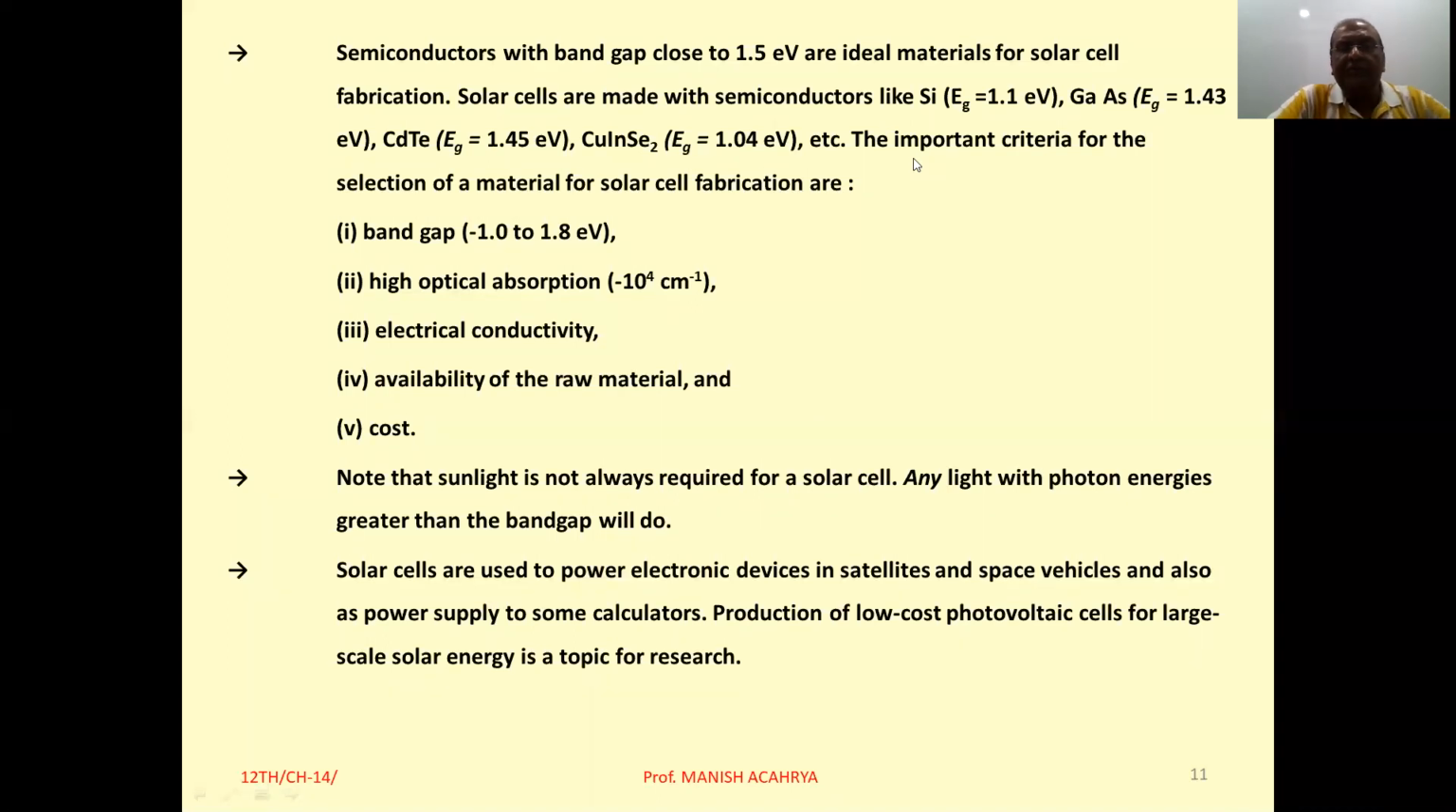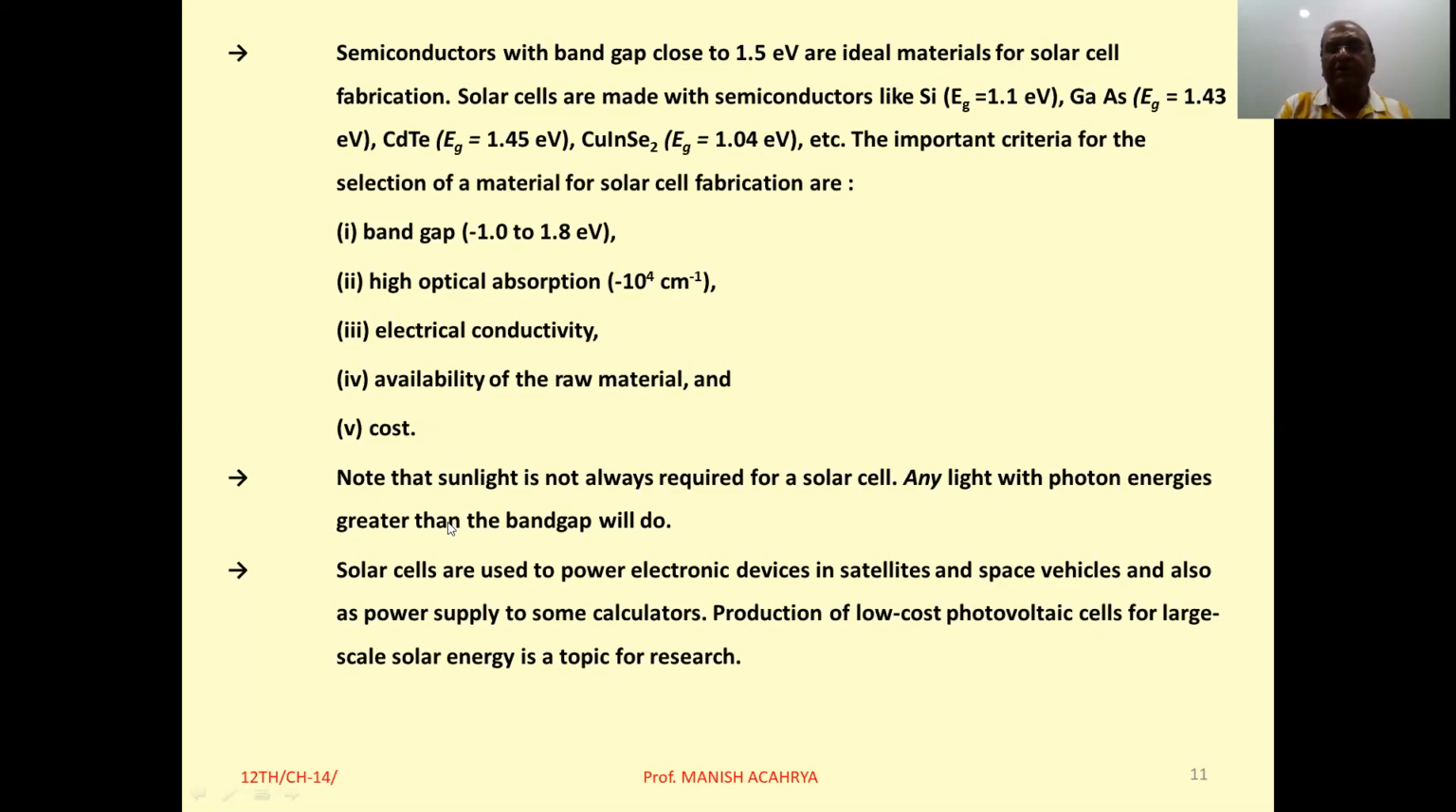So, the important criteria for the selection of material for solar cell fabrication are: band gap, which should be in the range 1 to 1.8 electron volt; high optical absorption, of the order of 10⁴ per centimeter; electrical conductivity; availability of raw material; and cost. Here, one thing you have to keep in mind: sunlight is not always required for the solar cell to generate electric power, right?